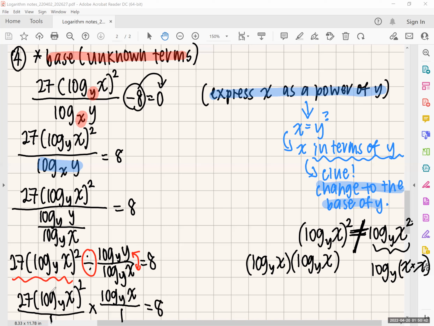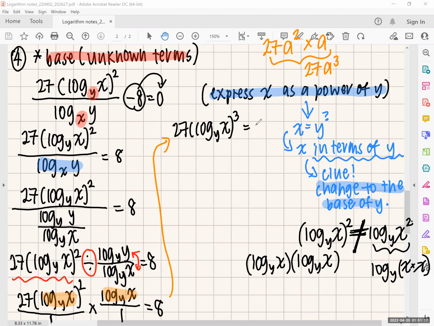So can you see this is log yx and here is log yx. So it looks like 27, I treat log yx as one term, okay? And this is one term. So it's actually in algebra, it's like 27a squared times a, right? And we know that 27a squared times a is 27a cubed. So I'm applying this technique with the one that I highlighted in orange. So from here, I'll get 27 log yx to the power of 3 is equal to 8.